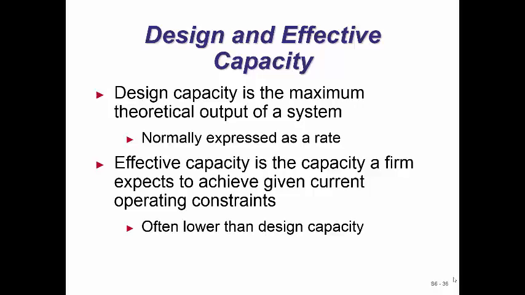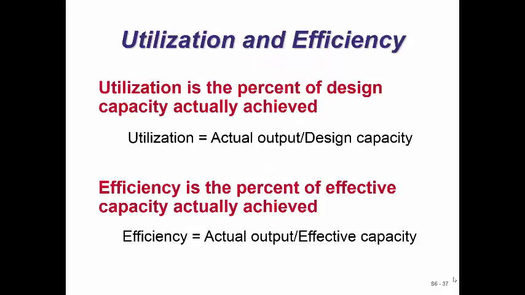If they don't achieve design capacity, that's not necessarily a bad thing. But effective capacity does include things like normal operating constraints, like shutting the machinery down once in a while to service it, and giving people breaks and doing the rest of that. So it's often lower than design capacity, it's going to be lower. I mean, design capacity is the theoretical max output.